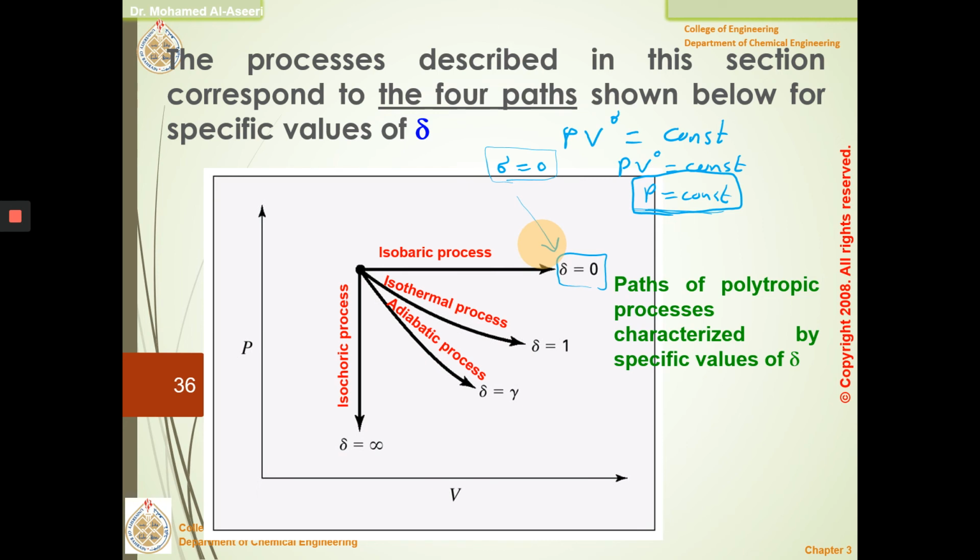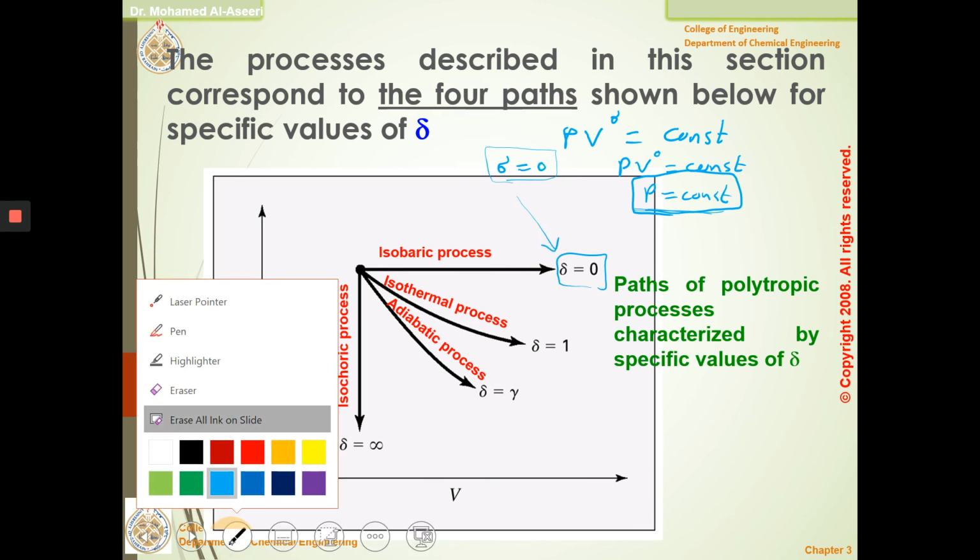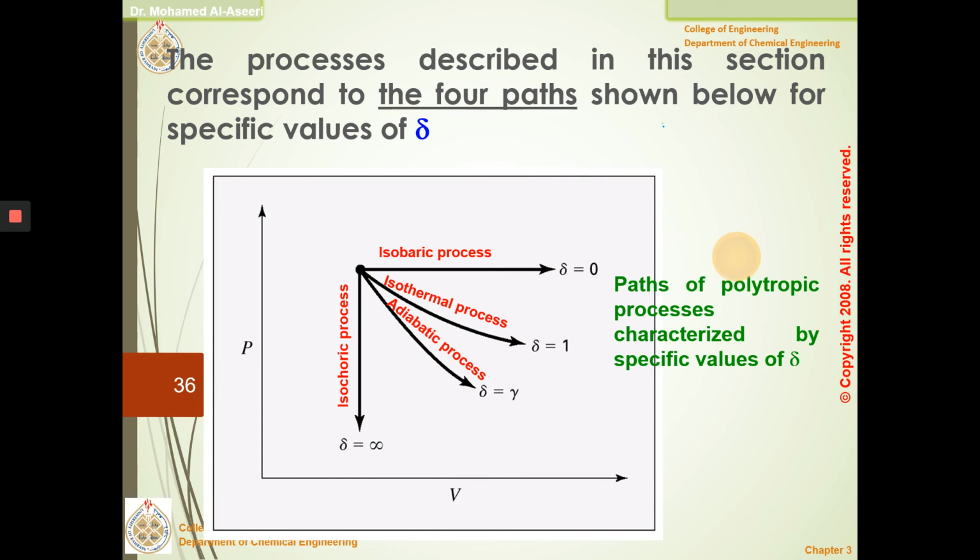Okay, let me choose another value for delta. If delta now is not 0, my delta is 1. What does it mean, guys? Let's substitute. PV to the power 1 equals constant. What does it mean? It means PV is constant. Now if PV is constant and it's an ideal gas, what does it mean? PV is equal to RT, correct? If PV is constant, it means RT is constant.